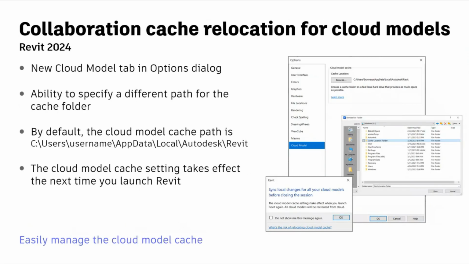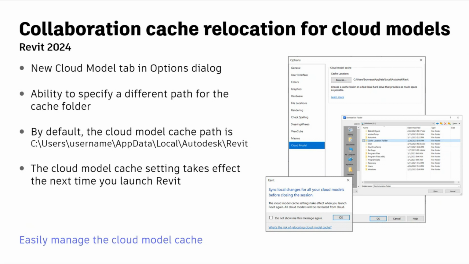When working with the cloud models, the local copies will save to your C drive. So it's your username, AppData, Local, under the Autodesk Revit environment. Now with Revit 2024, you can specify a different folder location. This is a big thing if you don't have much space on your C drive and you're continuously clearing your cache. Maybe you want to locate it on a different drive.